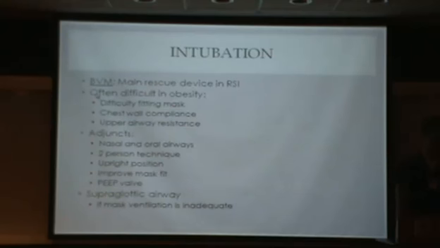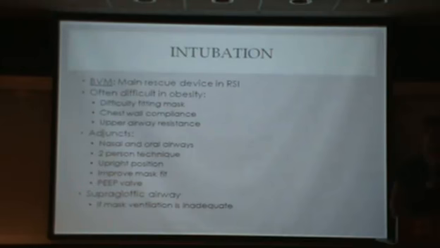Bag valve mask ventilation is the main rescue device in RSI, but it's much more challenging in obese patients. The mask doesn't fit as well on the face, and given the poor chest wall compliance, it's hard to push air in against the heavy chest and against upper airway resistance.